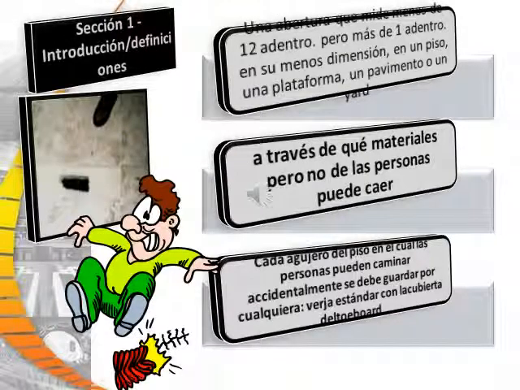A floor hole is defined as an opening measuring less than 12 inches but more than 1 inch in its least dimension in a floor, platform, pavement, or yard through which materials but not persons may fall. Every floor hole in which persons can accidentally walk must be guarded either by a standard railing with a toe board or a cover.